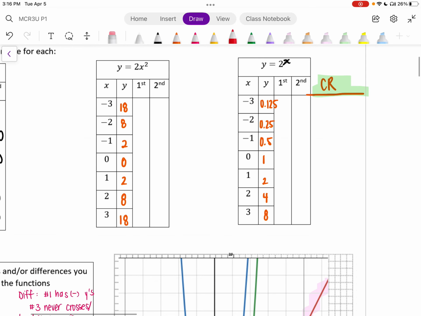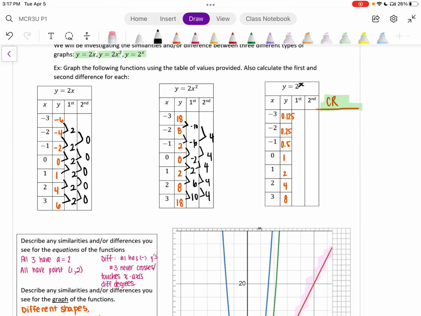Now if we look at 2x squared, we're going to find the first differences. So we're going to do 8 minus 18, which is -10. I'm just going to write them in. You should have already done this math, but if you haven't, pause it here and try it by yourself. And then the second differences are going to be 4, 4, 4, 4, 4.